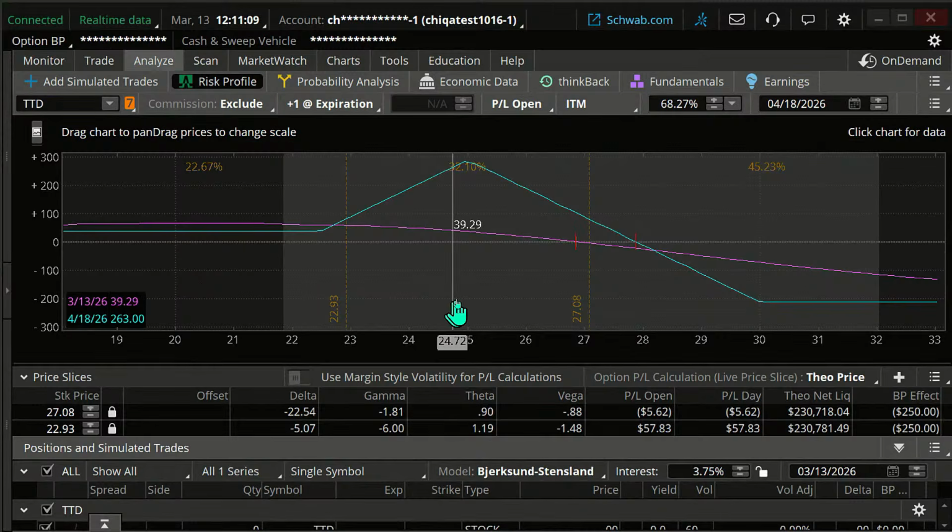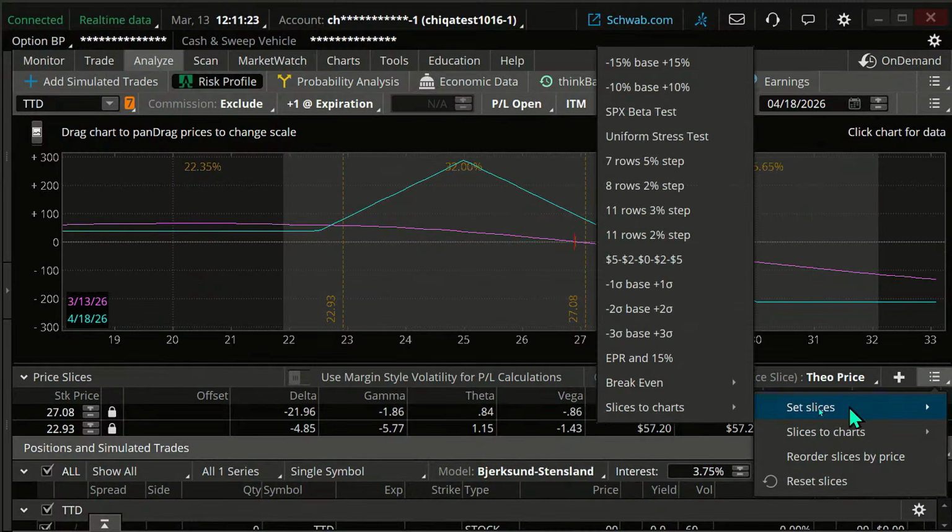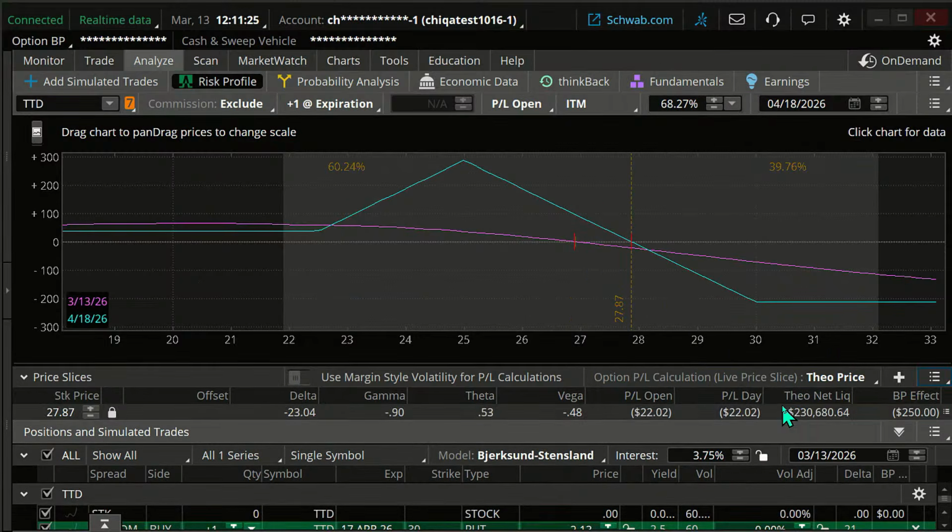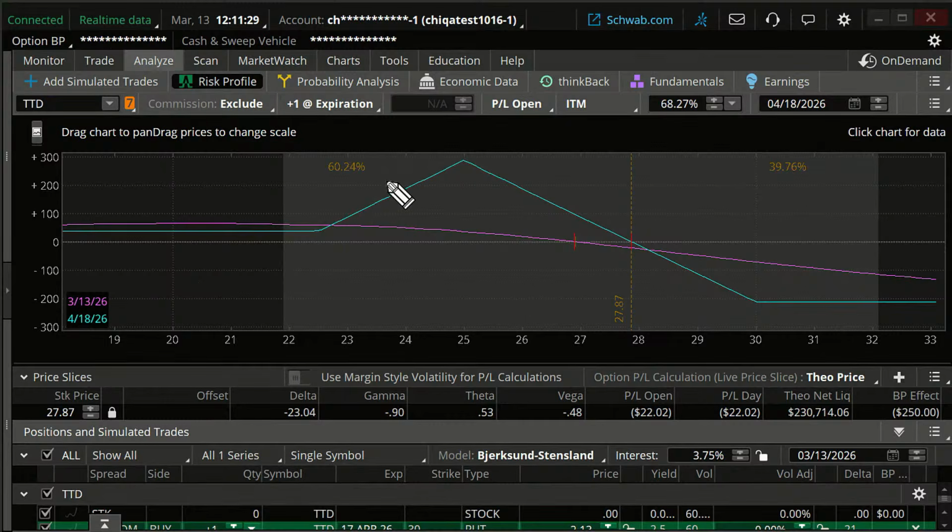Okay. Now, you could do a put condor as well. Yeah, no doubt on that. Probably better probabilities, but look at what we've done by skewing this now. If I set my slices to break even, now we've turned this trade that was, what was it, a 32% probability or something like that, to 60% probability. Our break even is almost at 28.